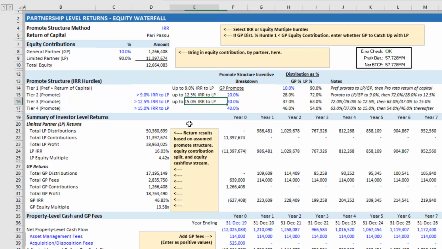The third tier, same way, right? We change this, let's keep that at 15. So from a 12.5 to a 15, the GP earns 30% promote. That comes out to a 37% distribution percentage, 63% to the LP. And then any excess cash flow available above that, or in this case above a 15%, the GP earns a promote, in this case of 40%. So the distribution percentage being 46-54. So there we've built out our promote structure.